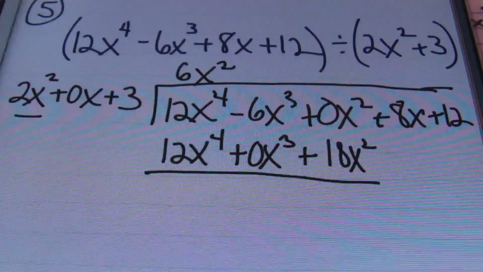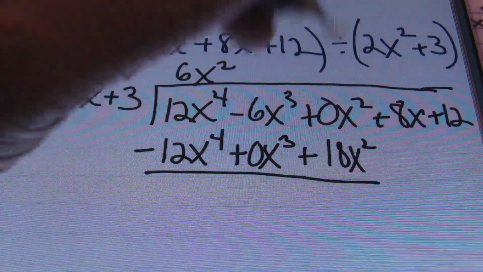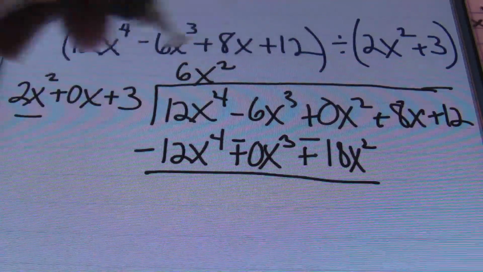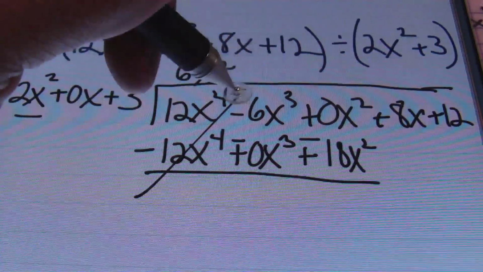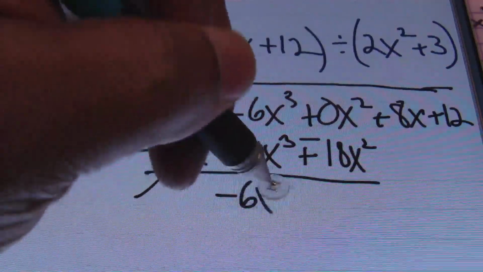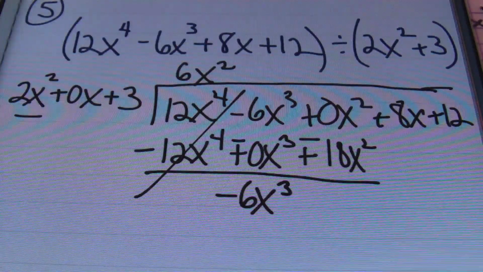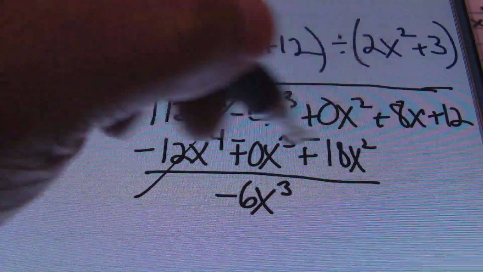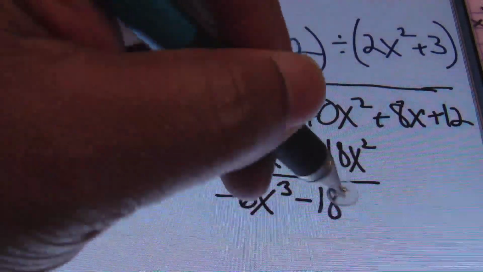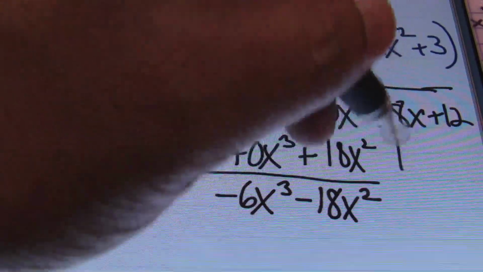Now, what happens next? You got it. I need to change the signs. All right, so the 12x to the 4th power, that cancels out. I'll be bringing down a negative 6x cubed because that 0 is non-negative and non-positive, so it doesn't matter. And that 0x squared won't affect the fact that we're bringing down the negative 18x squared. So I'll be bringing down my next term, which is a positive 8x.